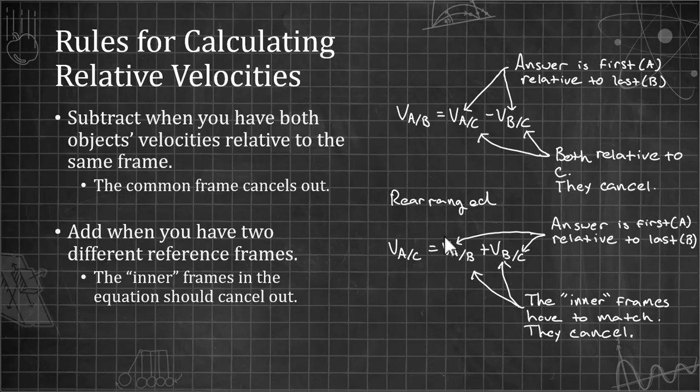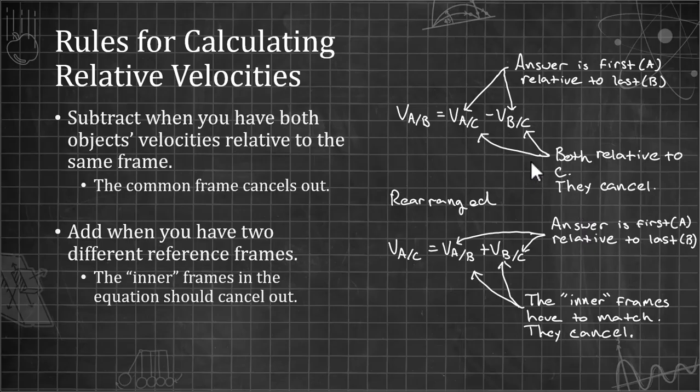So over here on the right, we have our general equation, VA/B. That's equal to VA/C minus VB/C. So notice here that the answer, VA/B, is the first, so A, relative to the second, which is B. And notice that both of these objects are relative to the same letter C, the same observer C. So those would cancel out when we do the subtraction.